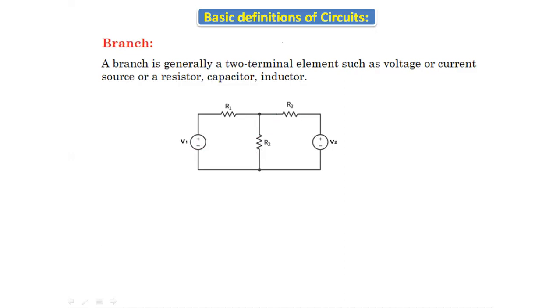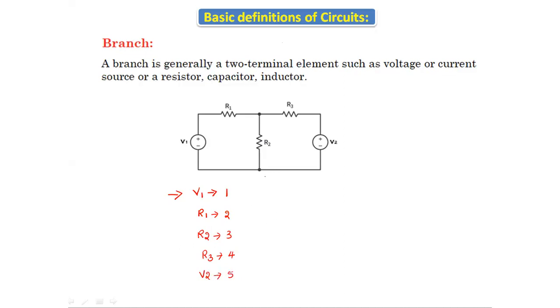In between these two terminals there is one more resistor, R3. It is also called a branch. Here in between the two terminals there is a voltage source, V2, which is also called one more branch. So V1 is called one branch and R1 is called the second branch. Next, R2 is called the third branch, and next R3 is called the fourth branch. And next, the voltage source V2 is called the fifth branch.